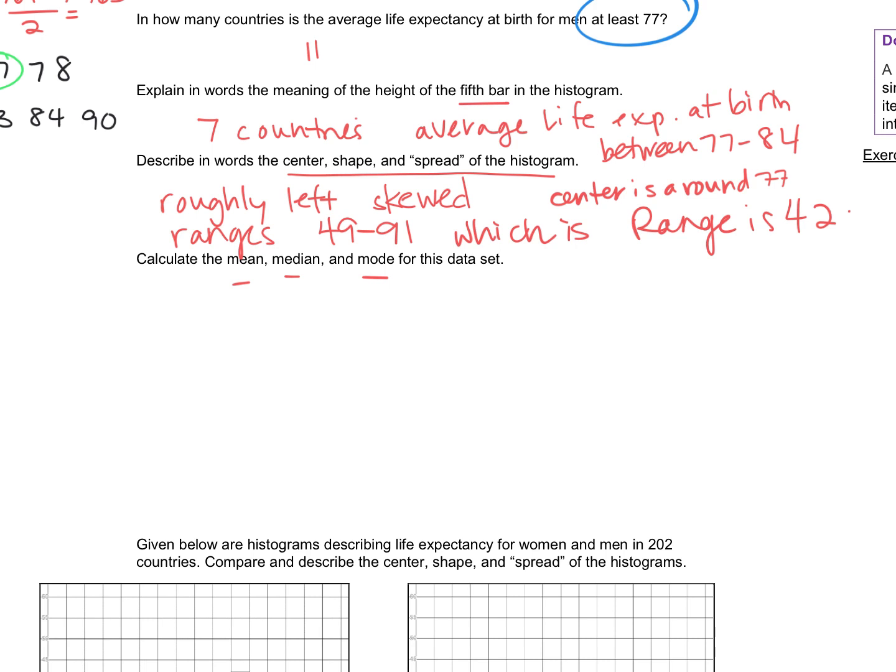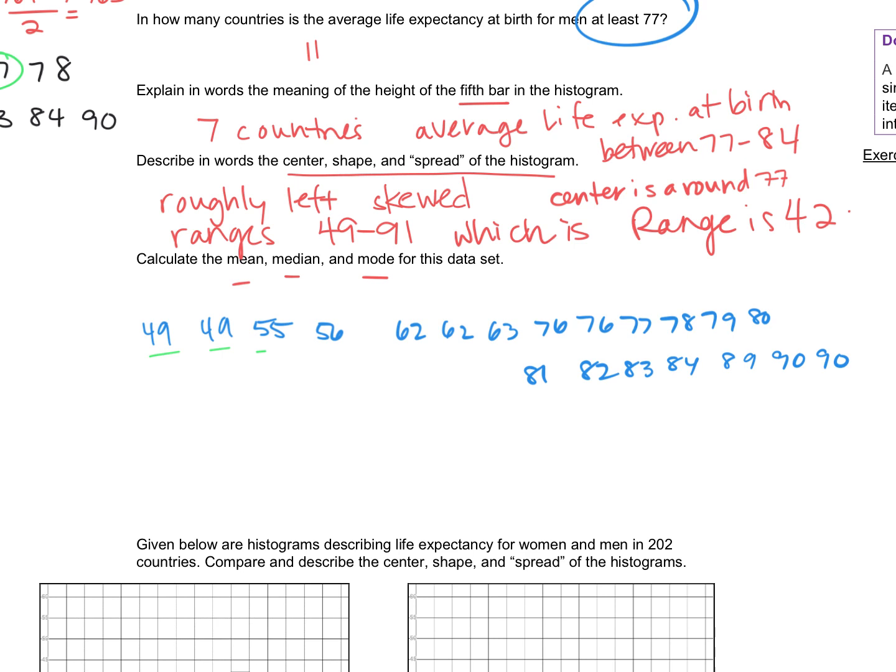So once they're in order, again, there are 20 pieces in our data set. So if we go to the 10th and 11th one, 8, 9, 10, and 11, that's these two right here. We have 77 and 78. If we find their average by adding them together and dividing by 2, we get 77.75 is going to be our median.